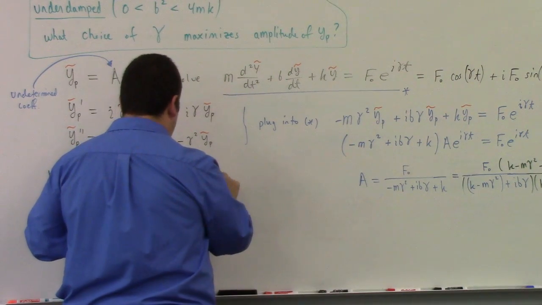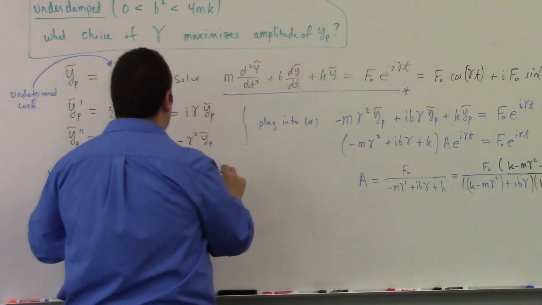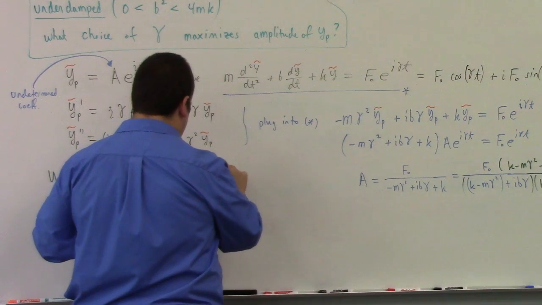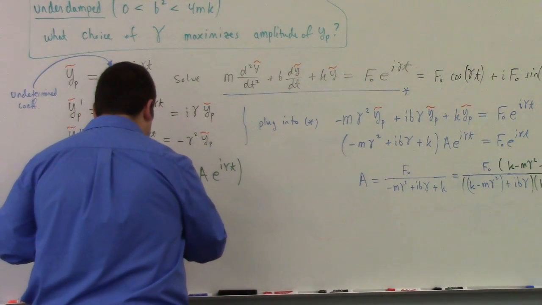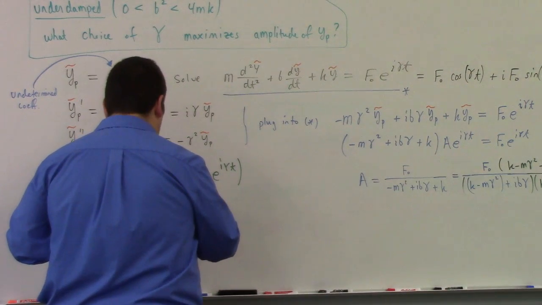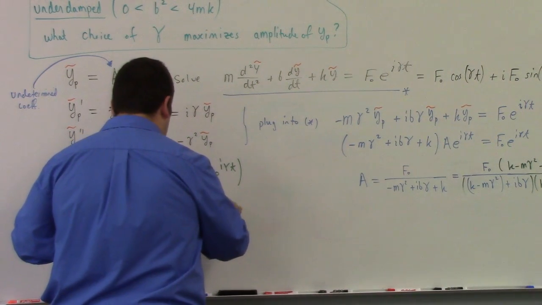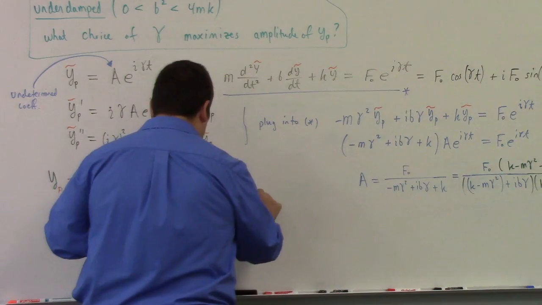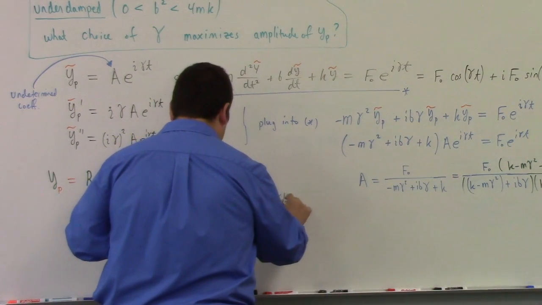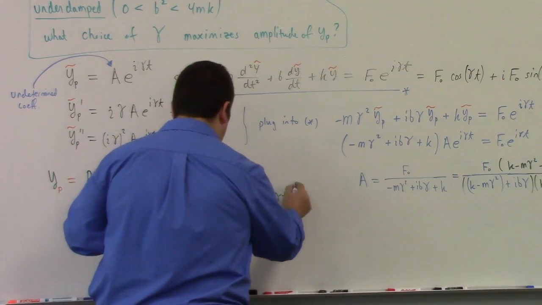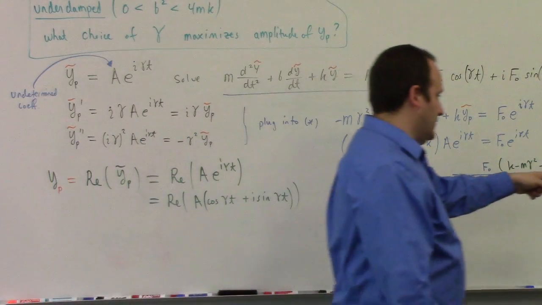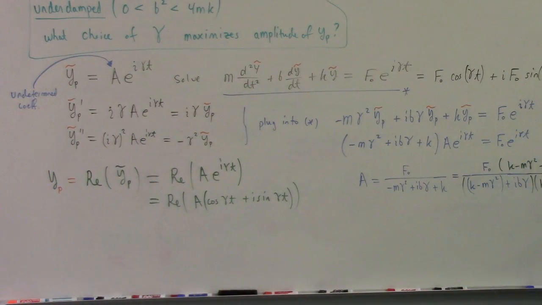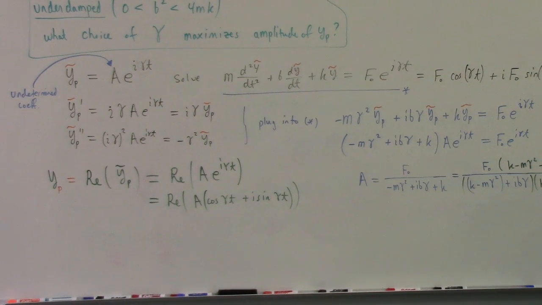It's the real part of A e to the I gamma t. In other words, it's the real part of A times the cosine of gamma t plus I times the sine of gamma t. That A is complex, right? This is the A. So you could rewrite this as A1 plus i A2, right?